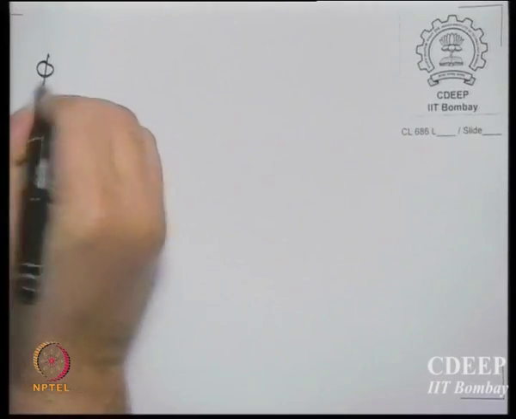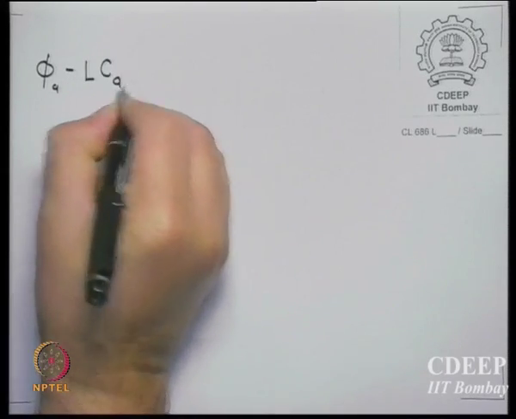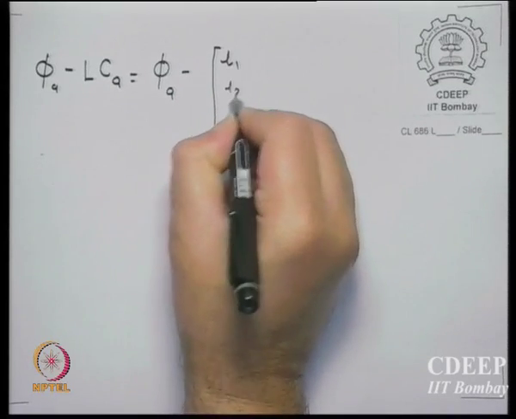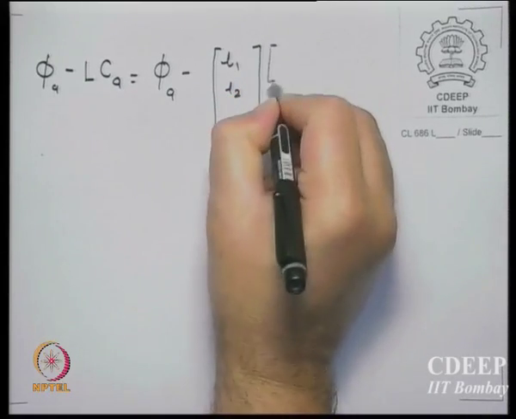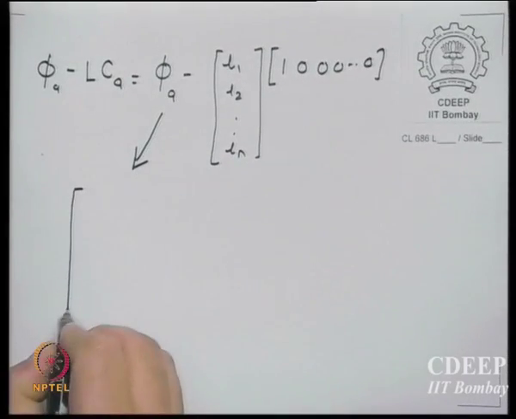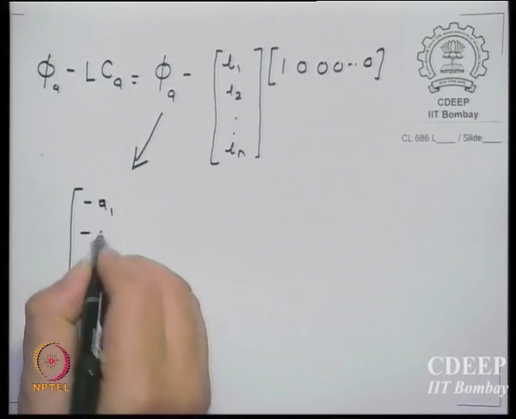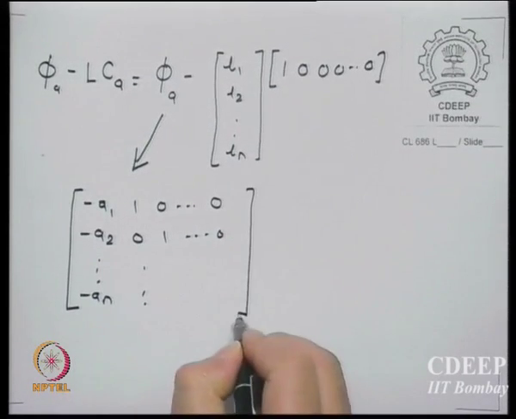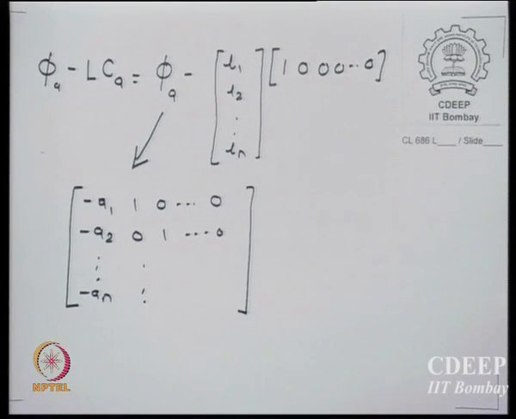So for the transform domain, phi A minus L C A is nothing but phi A minus, what is L? L will be L1, L2 up to LN. What is C? 1, 0, 0, 0. And what is this phi A? Phi A is minus A1, minus A2, minus AN, 1 0 0 0 1 0 and so on. We are working in a transform domain. This transform phi is very nice. Only one column is there which corresponds to the characteristic equation itself. All the other elements are 0 and 1. The transform model is very, very nice looking.